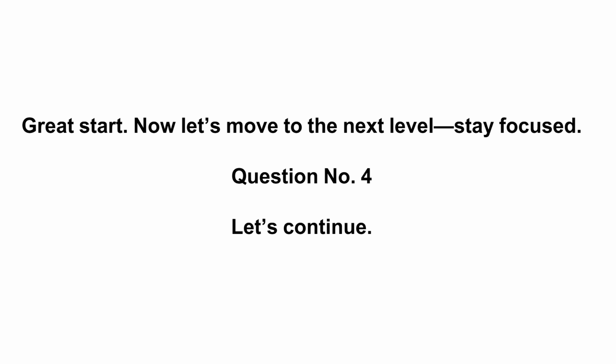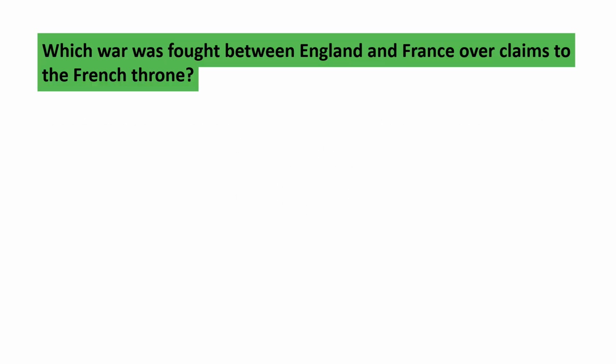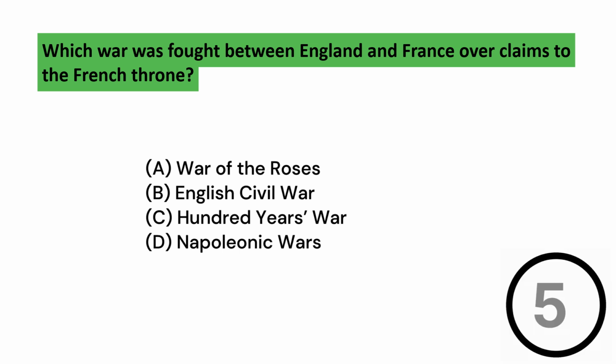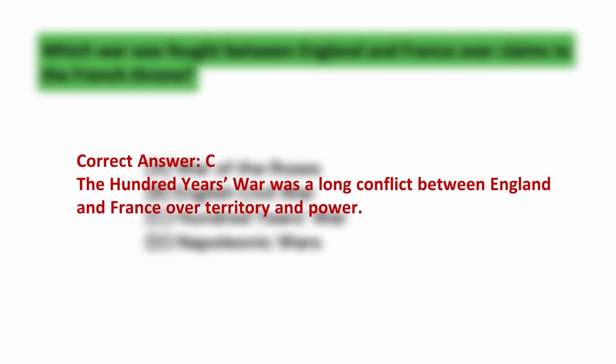Great start. Now let's move to the next level, stay focused. Question number 4. Let's continue. Which war was fought between England and France over claims to the French throne? Here are your options. A. War of the Roses. B. English Civil War. C. 100 Years' War. D. Napoleonic Wars. Correct answer, C. The 100 Years' War was a long conflict between England and France over territory and power.